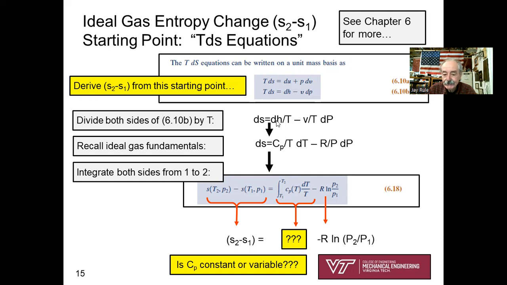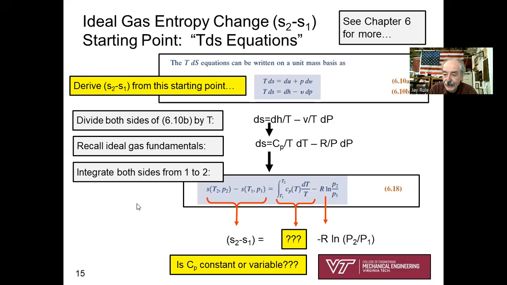Well, dH is Cp dT. So remember, I've got this T in the divisor here. Next term, V over T. For an ideal gas, V over T is just R over P. That's the ideal gas equation of state. I'm getting in better shape here. Do you see? So that's from ideal gas fundamentals. ds is Cp divided by T dT minus R over P dP.